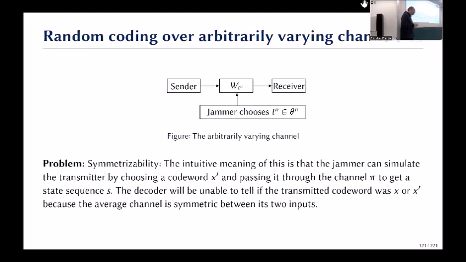The problem is there are cases where he can symmetrize the communication between the sender and the receiver. What does it mean, he can symmetrize? Somehow the jammer can simulate the transmitter. He chooses just a code word X prime and passes it through the channel to get a state sequence S. And the decoder is unable to tell if the transmitted code word was X or X prime, because every channel is symmetric between its two inputs. So you can somehow simulate another thing. That means at this point the capacity falls down to 0.